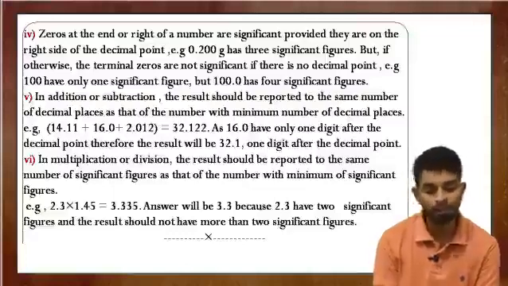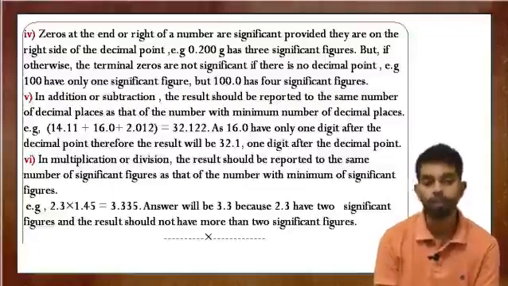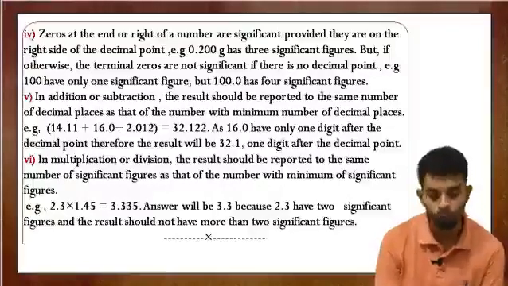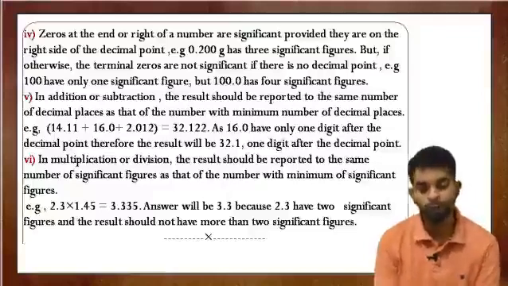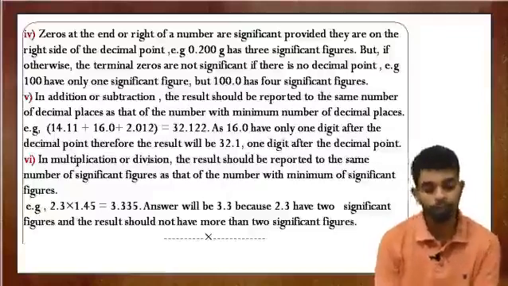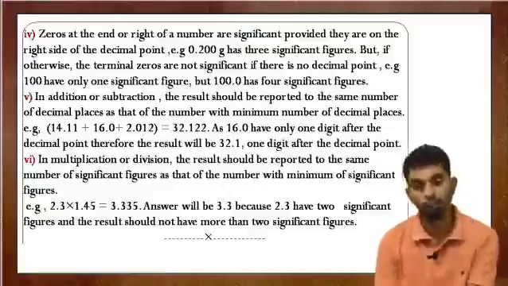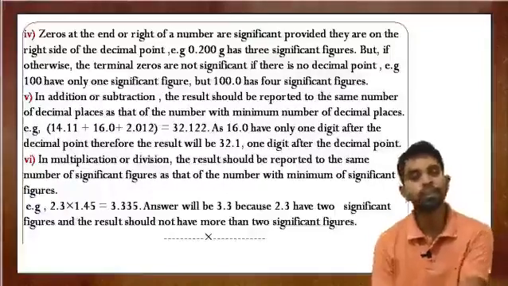And similarly, in the case of addition and subtraction, the result should be reported to the same number of decimal places as that of the number with the minimum number of decimal places. For example, we have added three numbers: 14.11, 16.0 and 2.012. The result is 32.122. As 16.0 has only one digit after the decimal point, the result will be 32.1, with one digit after the decimal point. This is the rule for addition and subtraction.